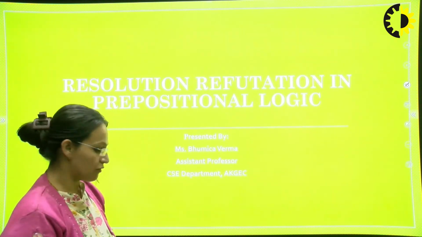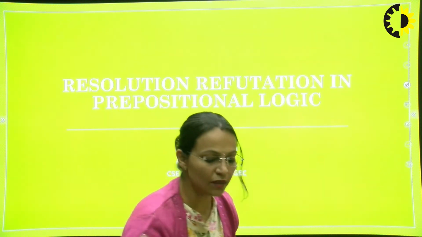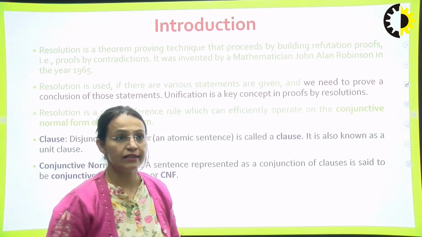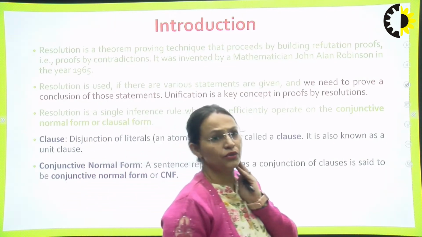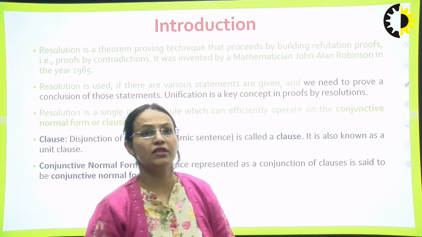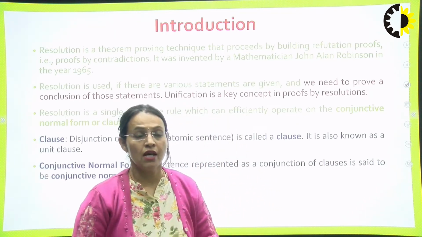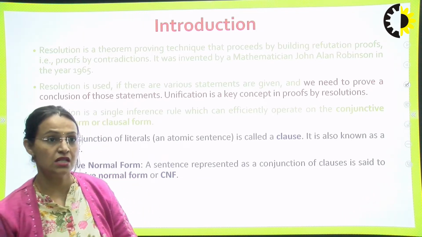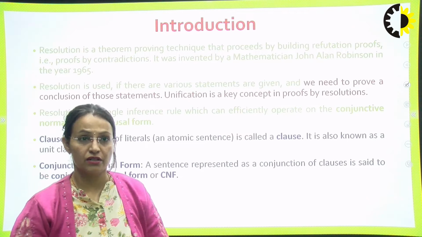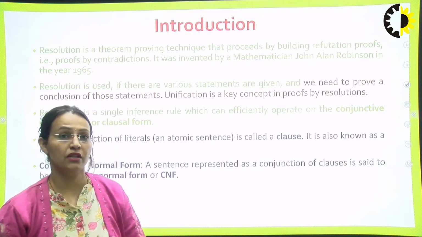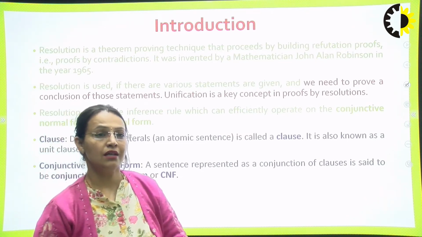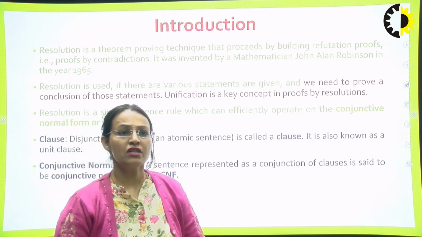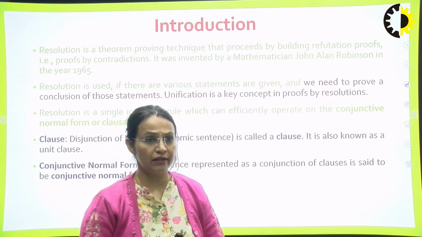So let's start, to begin with, with the basic introduction about the topic, that is resolution. Basically this is a theorem proving technique that proceeds by building refutation proofs. One by one I will take up these words and explain what they actually mean. This is proof by contradiction, which was invented by a mathematician, John Allen Robinson, in the year 1965.